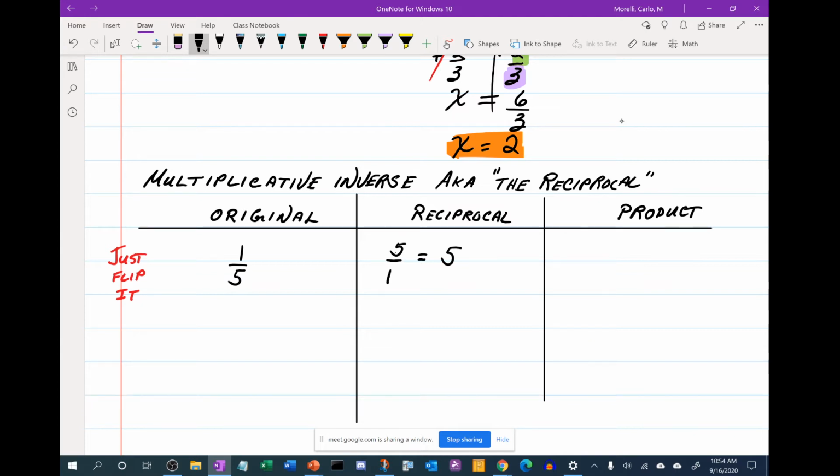Let's try another example. What's the reciprocal of 2 over 3? 3 over 2. Good.